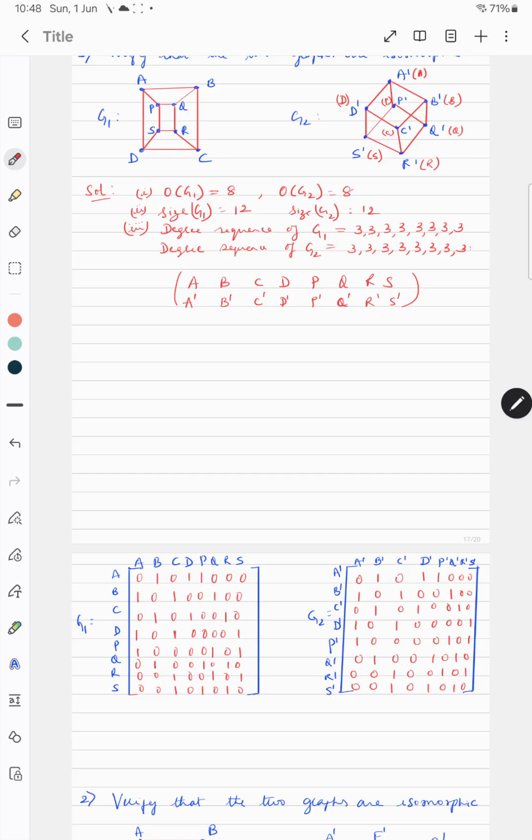So you can compare the adjacency matrices. This implies that G1 and G2 are isomorphic.